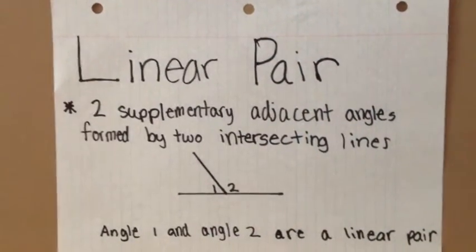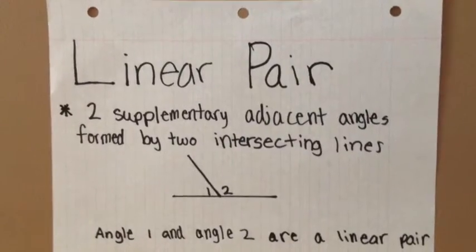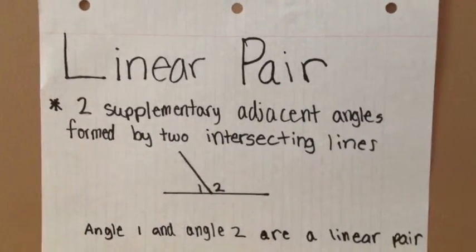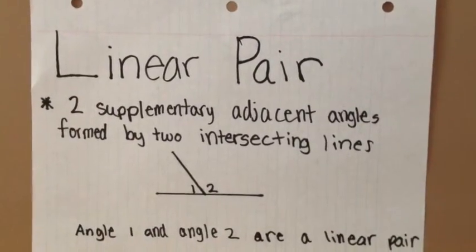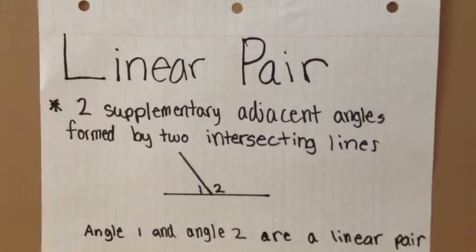Here are some definitions. First, we'll teach you about linear pairs. The definition is two supplementary adjacent angles formed by two intersecting lines. As you see in the diagram, angle 1 and angle 2 are a linear pair.